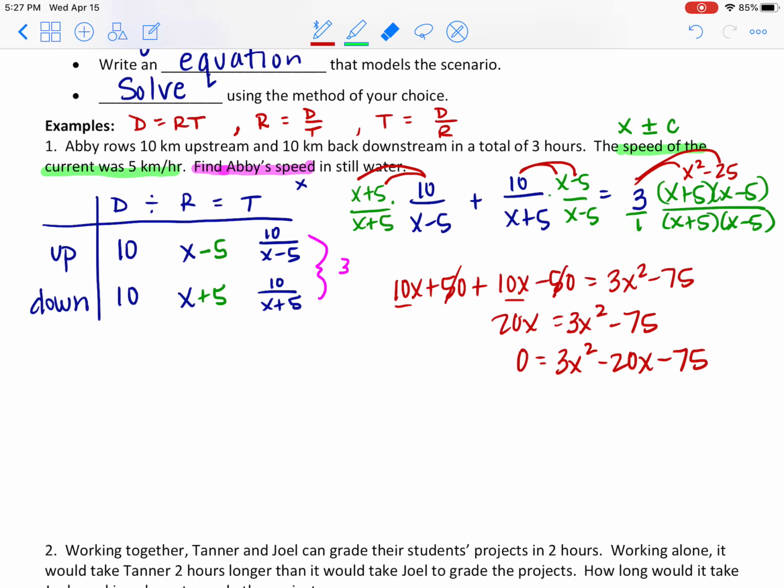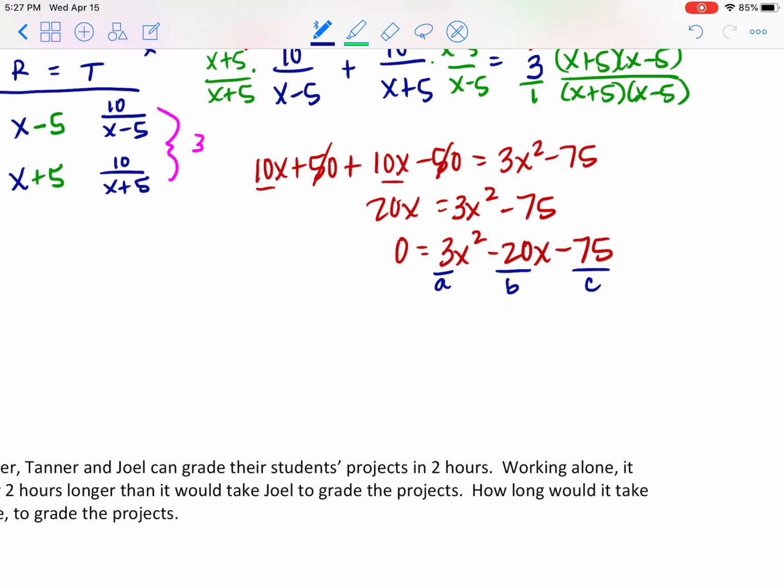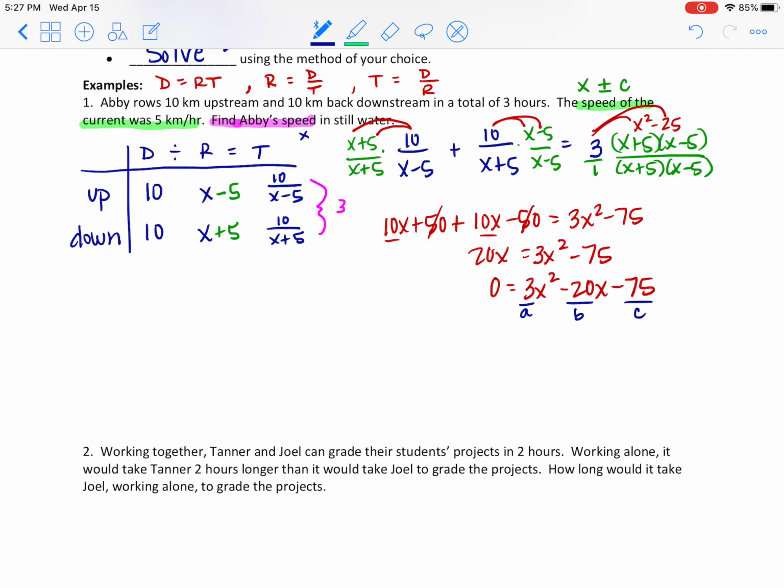I can't square root because of that 20 that's in the middle, and I would absolutely not want to deal with completing the square in this case because I would have to divide by the 3, and that would make a fraction with the 20. So I'm going to use the quadratic formula. So we're going to be plugging in 3 for a, negative 20 for b, and negative 75 for c.